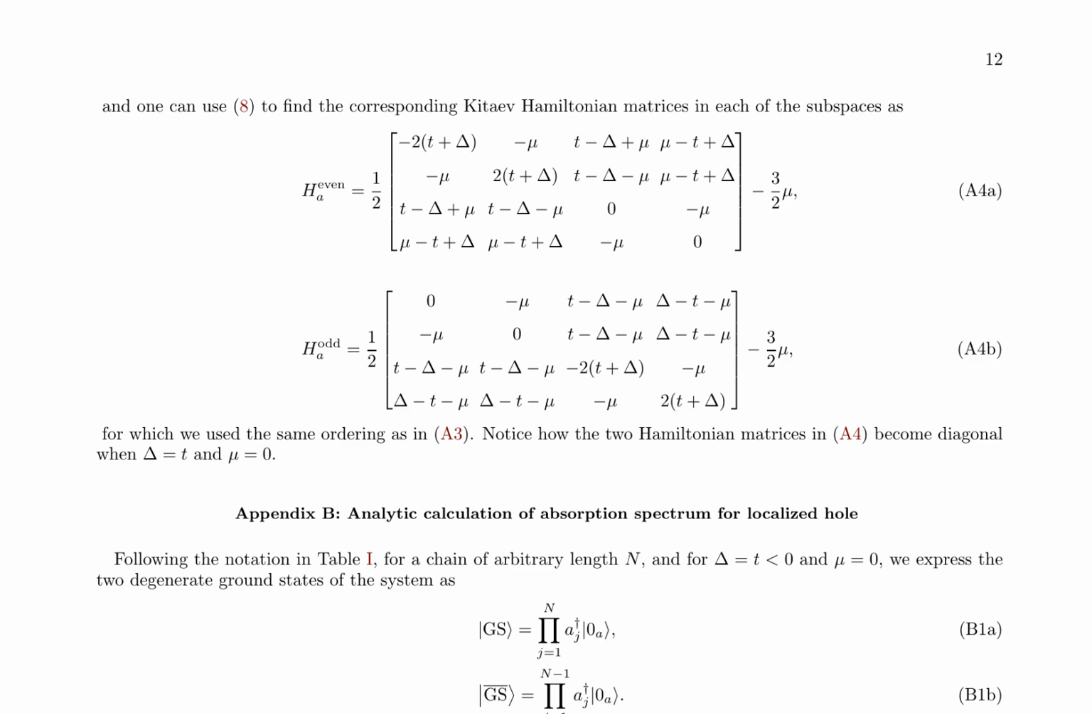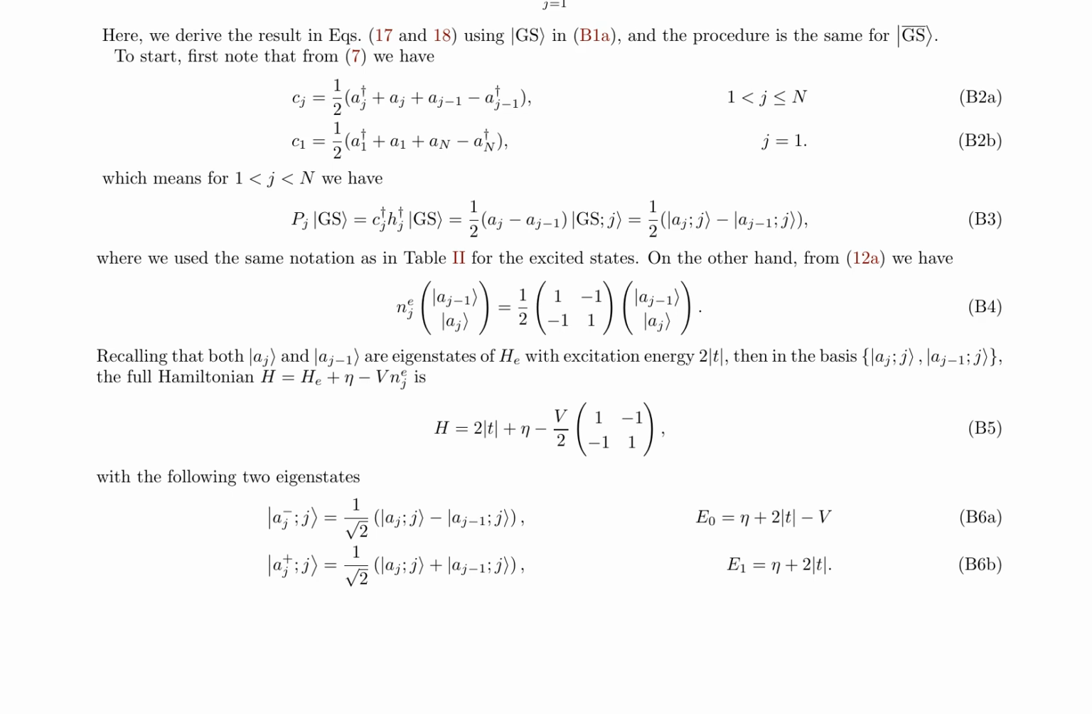In Appendix B, an analytical calculation of the absorption spectrum for a localized hole is presented. For a chain of arbitrary length n, and with Δ equal to t and less than 0, and μ equal to 0, the two degenerate ground states of the system are expressed as GS and GS, as defined in equations B1a and B1b, respectively. The absorption spectrum is derived using the ground state, GS, with a similar procedure applicable to the other.